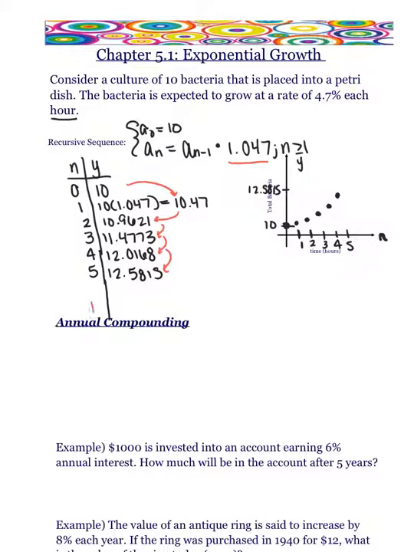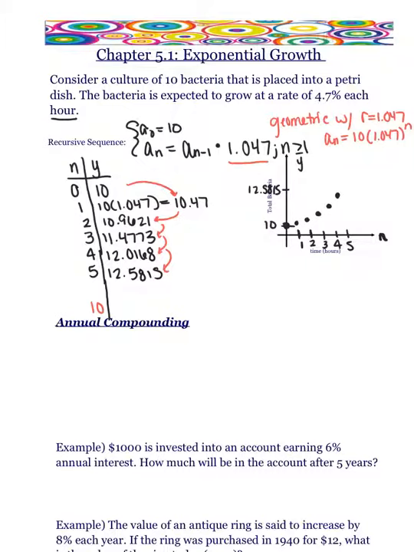What about after 10 hours? Do you think that instead of multiplying by 1.047 10 times, there might be an easier way that I can think about this? And the answer comes from the explicit formula for this. So since this is geometric, which we know from the last unit, with my common ratio of 1.047, I know that A sub n is equal to my initial condition times 1.047 raised to the n is the explicit formula.